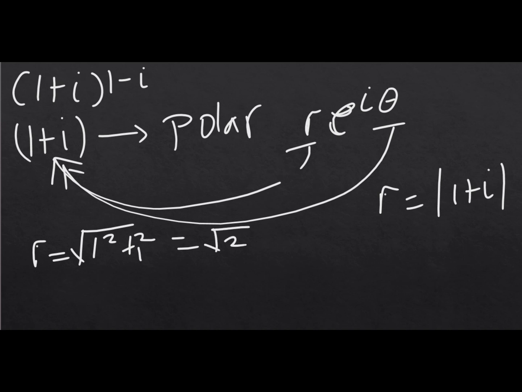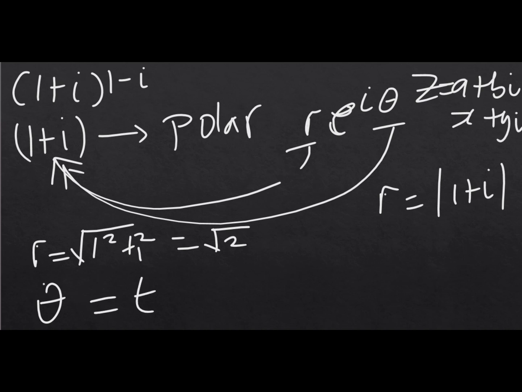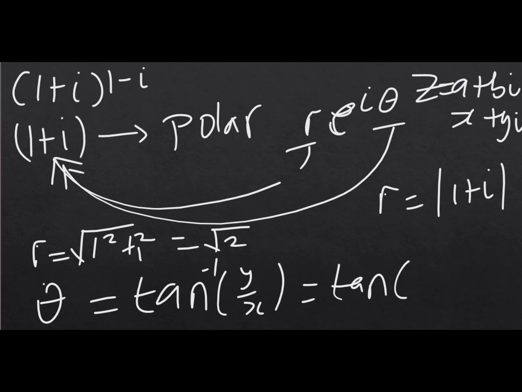Now, what would theta be? Well, in this case, any complex number can be written as a plus bi, or you can say x plus yi. So theta is equal to the inverse tangent of the imaginary part over the real part. Or you can use the other variables as well if you want. So this is what theta is supposed to be.